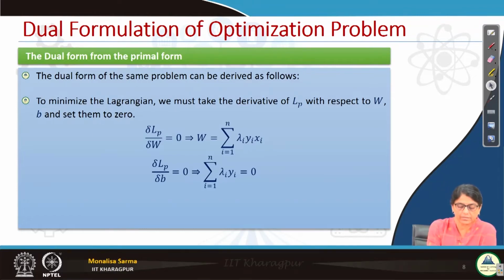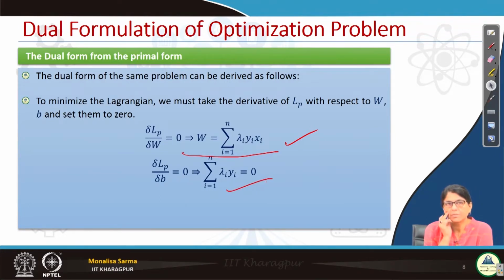So here, del of LP by del W, we found this: W is equal to this, isn't it? Because W minus this, we got 0, so W is equal to this. That is what we have done earlier. You can refer to previous lectures. And when we did del L by del B, we got this: summation of lambda i yi is equal to 0.